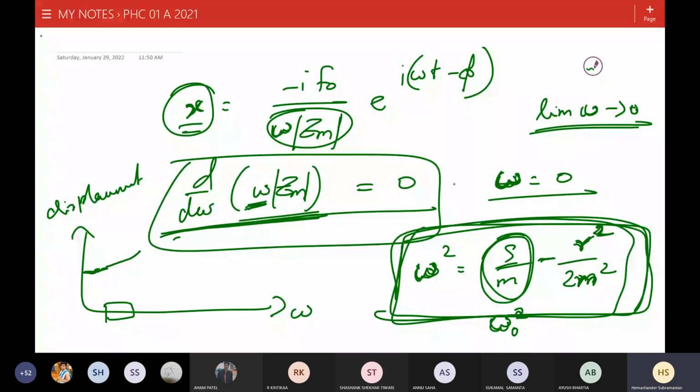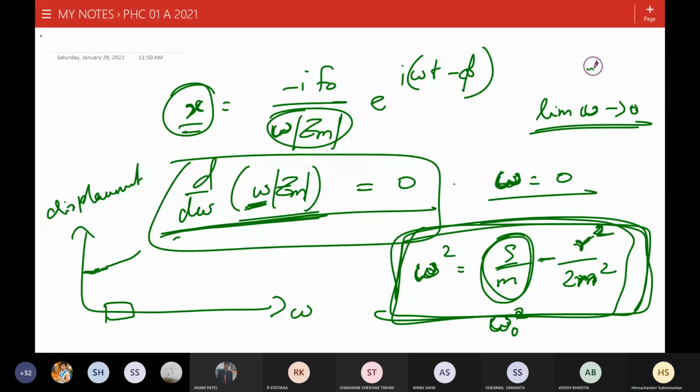Displacement resonance and velocity resonance have two completely different frequencies. Velocity resonance happens when omega squared equals S over M, when the frequency of the forcing matches the natural frequency of the simple harmonic oscillator without damping. Whereas in displacement resonance, the frequency of the forcing is something else: S over M minus R squared over 2M squared. I don't know how to motivate this particular equation because it doesn't have any direct physical meaning; it just comes out of mathematics. Maybe there is a meaning I don't know about, so I cannot help you with intuition. What this says is that the frequency is smaller than the velocity resonance frequency.